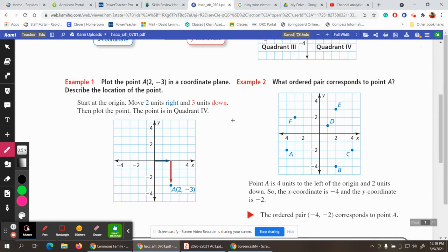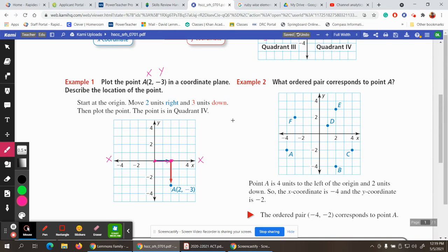Again, you're always going to start with the x-axis. And x is positive, so look at your x-axis. This is your x-axis here. Your x-axis is the horizontal line. It's a positive 2, so we start here at the origin, and we go to the right by 2, which would put us here.